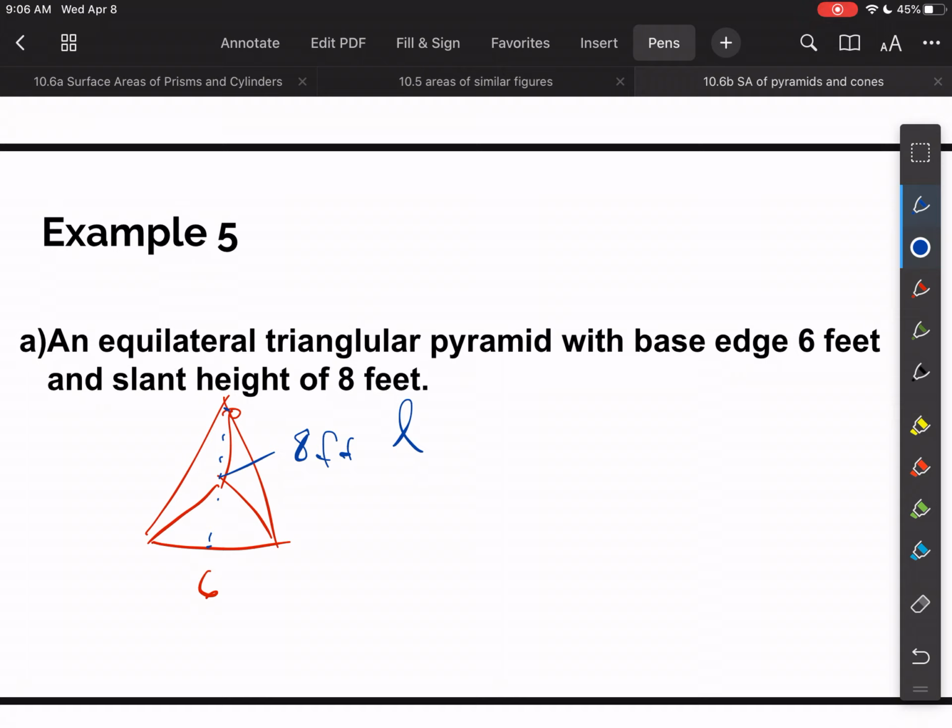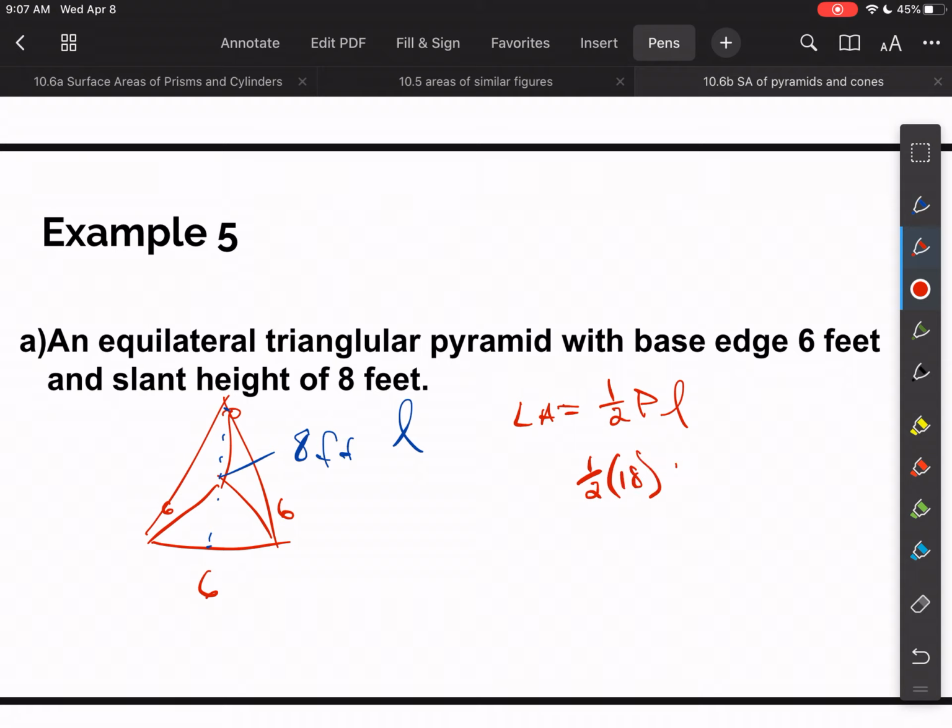So in order to find this, I'm going to use the formula that we just talked about, which is the lateral area is equal to 1/2 the perimeter times the slant height. Well, the perimeter of this, if it's an equilateral triangle, would just be 6 plus 6 plus 6. So I'm just going to plug that in. 1/2, 6 plus 6 plus 6 gives me 18. So 18. And they give us the slant height.